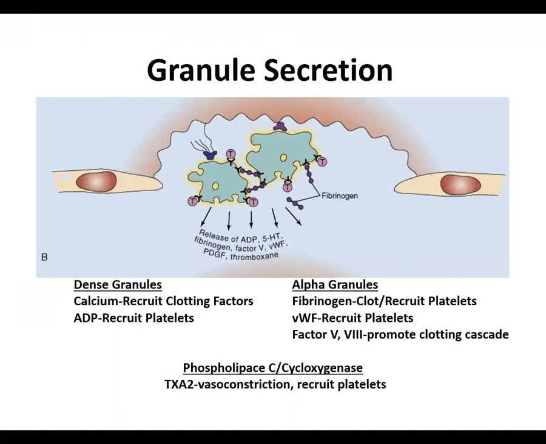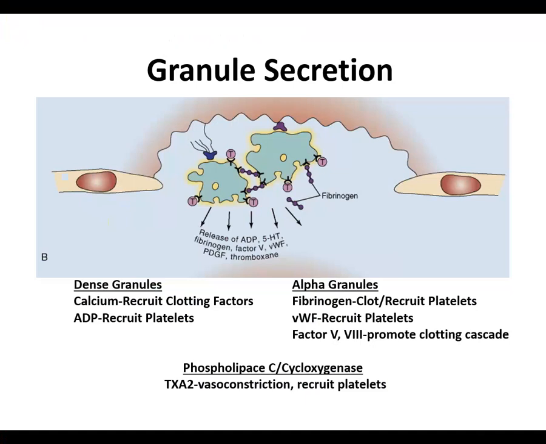The secretion of the alpha granules releases the following proteins into the blood supply or on the platelet surface: platelet-derived growth factor, beta thromboglobulin, fibrinogen, factor 5, factor 8, and von Willebrand factor. The von Willebrand factor and fibrinogen help recruit additional platelets to the site of injury by forming bridging contacts between the two platelets. The fibrinogen also serves as a substrate for the coagulation cascade. Factors 5 and 8 play a crucial role in accelerating the rate of the clotting cascade.